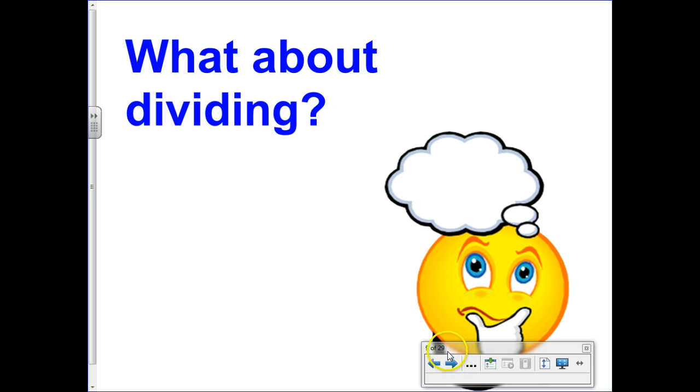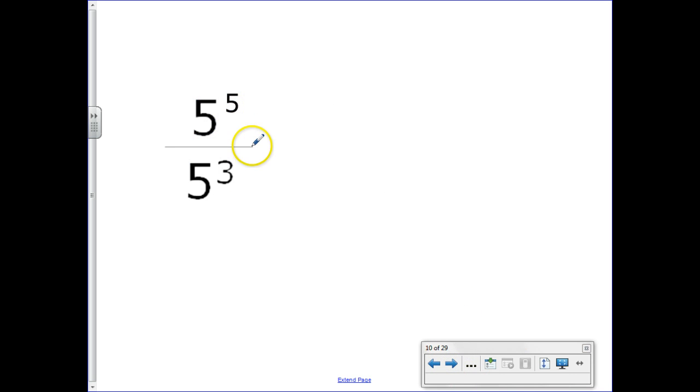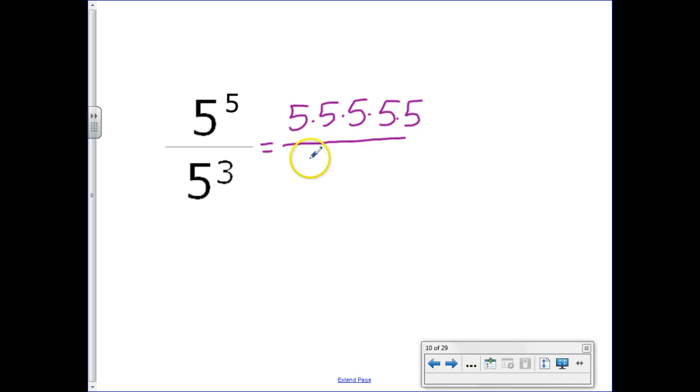Now, what about dividing? Well, let's take a look at this first fraction, because fraction means divide. 5 to the 5th power is in the numerator. I'm going to write this out. 5 to the 5th power means you're multiplying 5 times itself 5 times. Here's 5 to the 3rd power in the denominator.